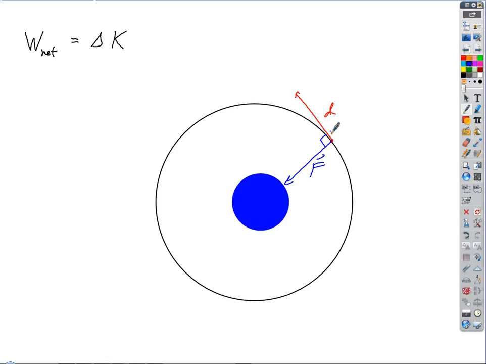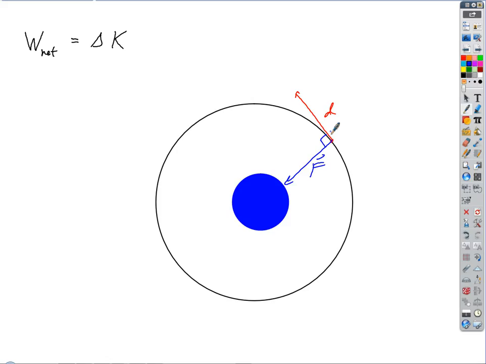But I did 10 joules. How could it be 0? What other forces are acting on this? What are the forces acting on this object? Gravity. So there are 2 forces: there's my pushing force, we'll just call it that, my hand pushing up.